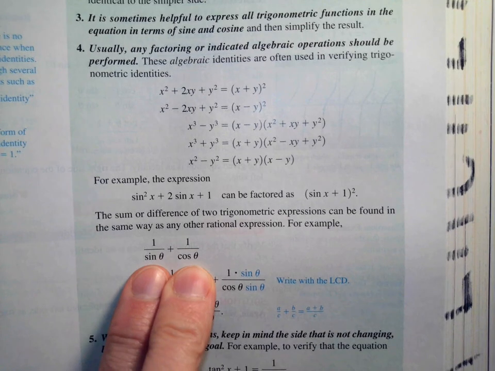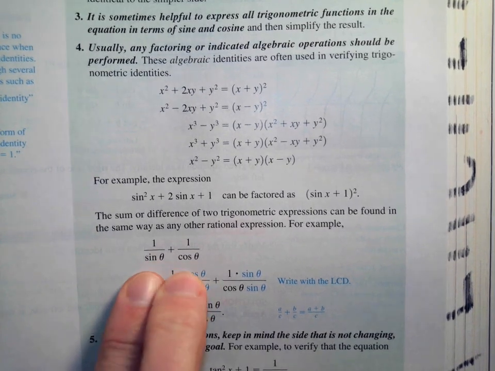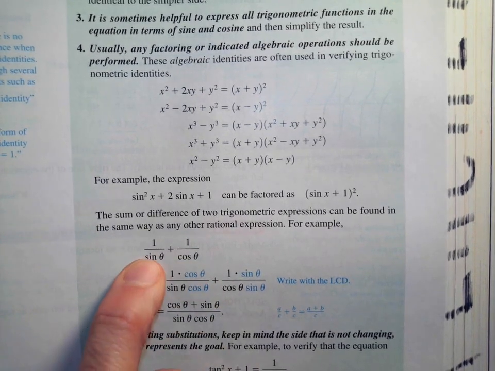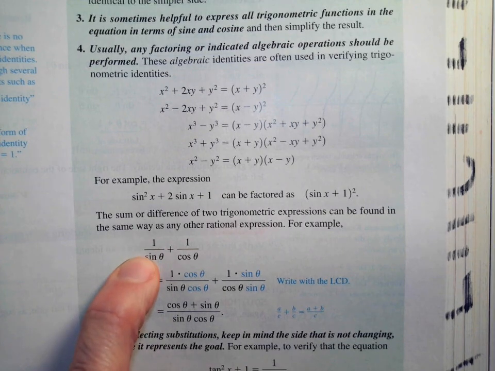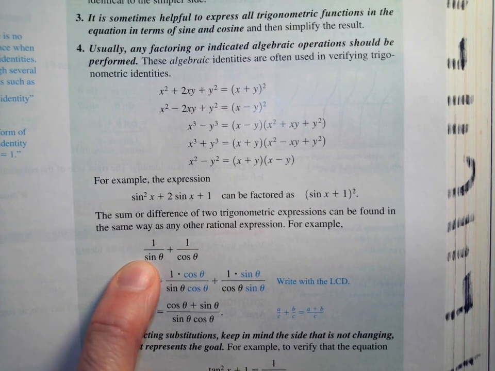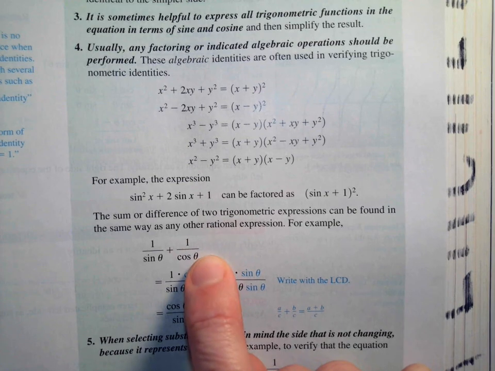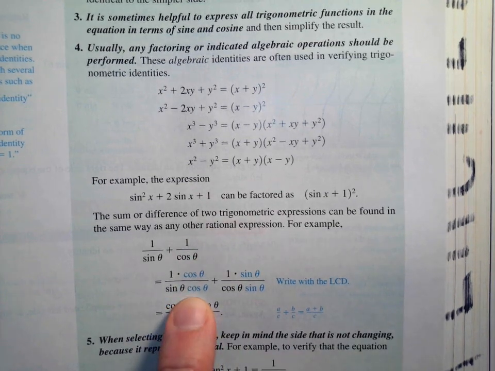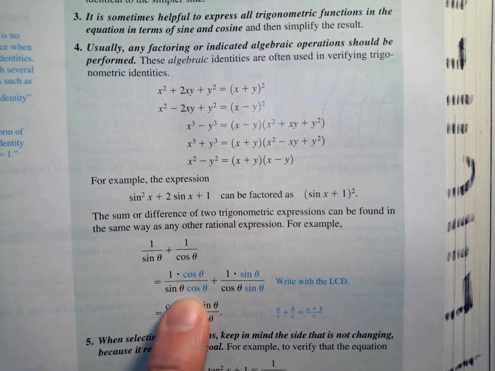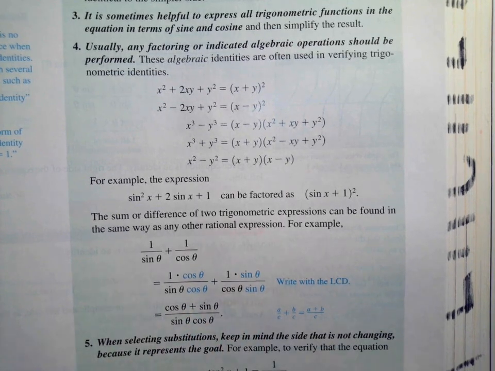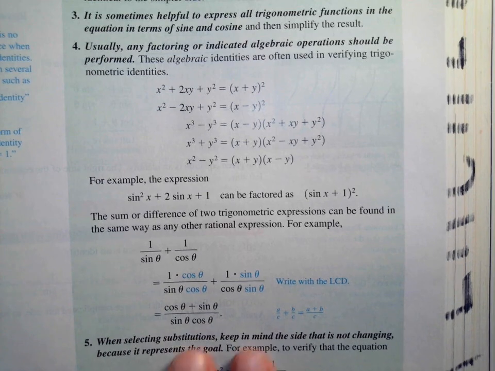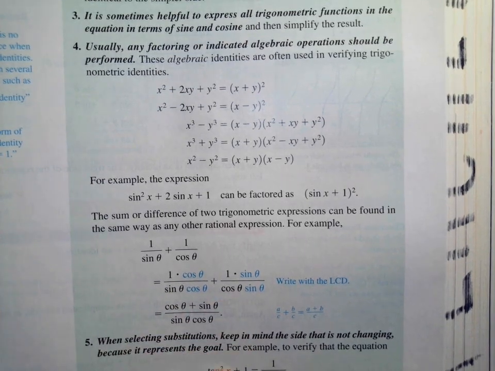Sometimes, like for example this, we might want to add these, so we have to get a common denominator. So multiply top and bottom of this quotient by cosine, multiply top and bottom of this by sine, and we get sine theta cosine theta as our denominator. So we're going to have to do some algebraic manipulation sometimes. All right.